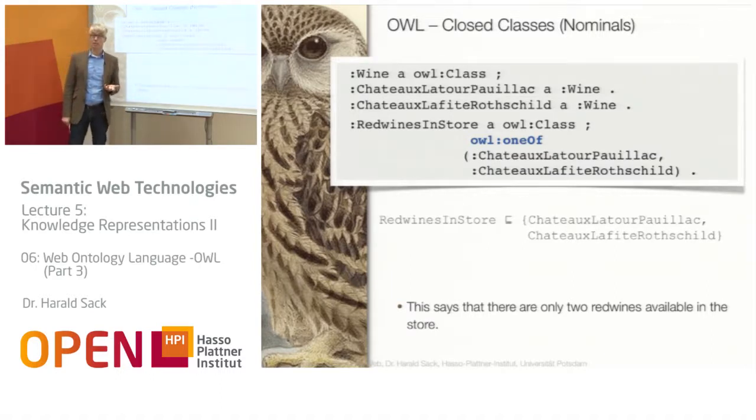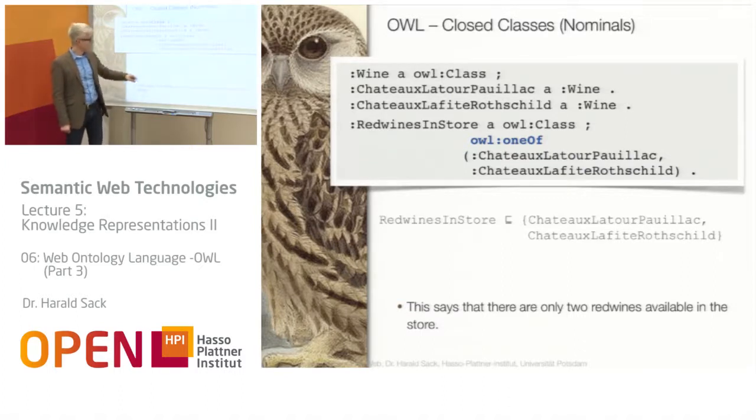We have defined wine again as a class, and then we have two French wines. The one is Chateau Latour Pauillac. It's a wine, and we have Chateau Lafite Rothschild. It's also a wine. And then we define another class. It's called red wines in store, and we say which wines we have in store. In store, we only have wines of the following two wines, that's it, in this class or in the store. And these are the two wines we have defined here as individuals. It also says that no other red wine is available in the store.